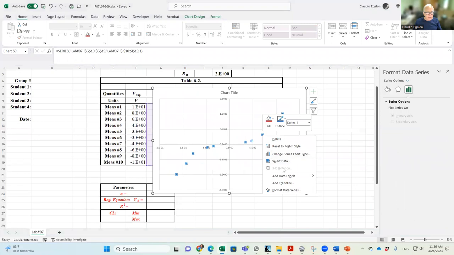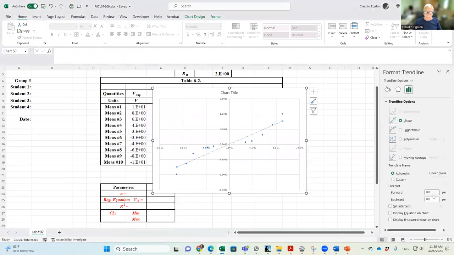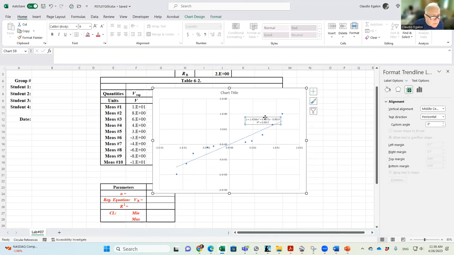Okay, let's try it again. First, I'm going to fit that second order polynomial, just for the sake of fun here. You see what you end up getting? Something that's not even close to the plot. You end up getting actually a straight line. Looks like a straight line to me. And look at the R squared. The R squared is not a good one either.